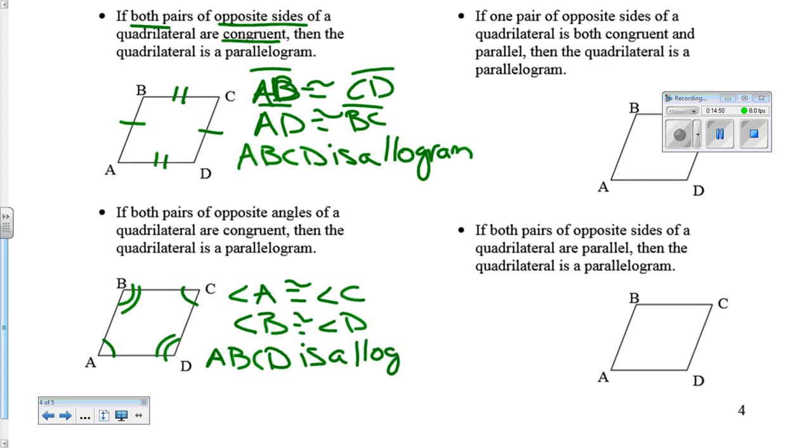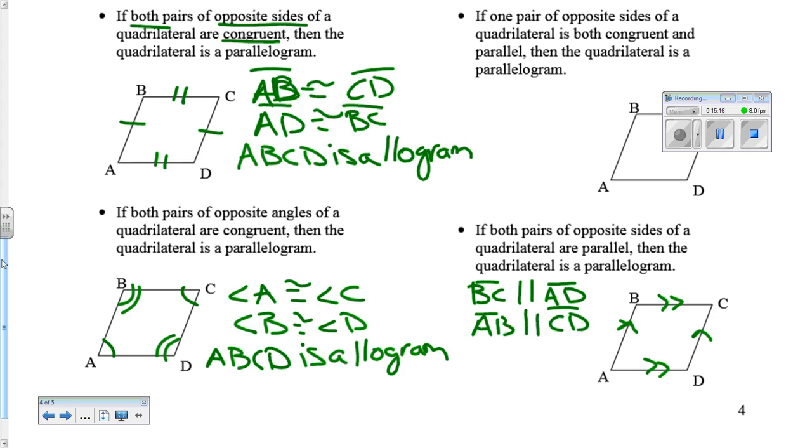Okay, so you may be given a shape and given information, you have to decide, is it a parallelogram? Let's go right next to it. If both pairs of opposite sides of a quadrilateral are parallel, then it's a parallelogram. So same thing. If you can tell me that BC is parallel to AD, and you can tell me that AB is parallel to CD, then you can tell me that ABCD is a parallelogram.